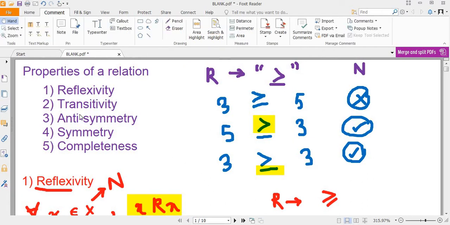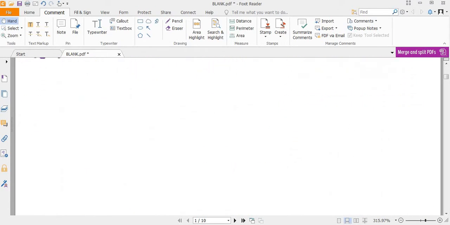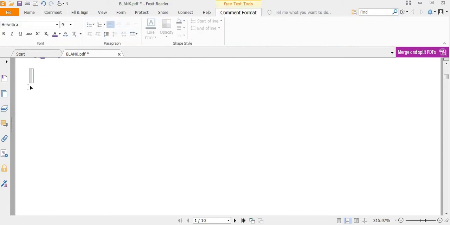In today's video, we'll be skipping transitivity for the time being. We have already done reflexivity, and today we'll be talking about anti-symmetry and symmetry because of course they sound similar but there are wide differences between these two properties. So we'll be talking about anti-symmetry and symmetry in today's video. Now the property of anti-symmetry is quite different from the property of symmetry, as I have mentioned before. Let us first start with the property of anti-symmetry.